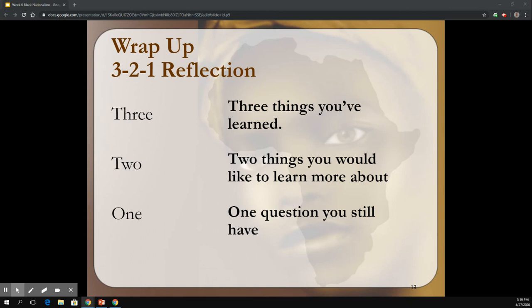This concludes this week's lesson on Black Power and the Black Power movement. As you reflect on today's lesson, think of 3 things you've learned, 2 things you would like to learn more about, and 1 question you still have.